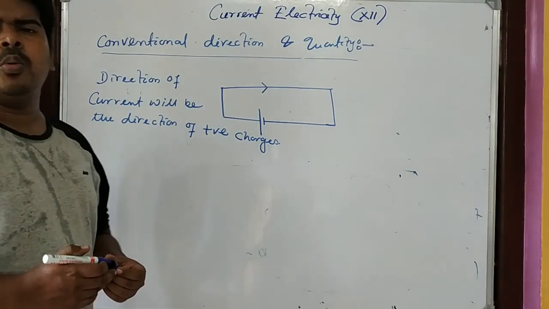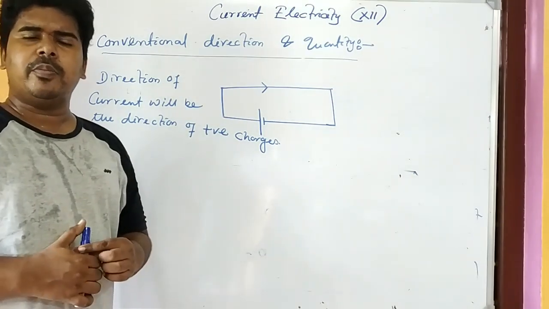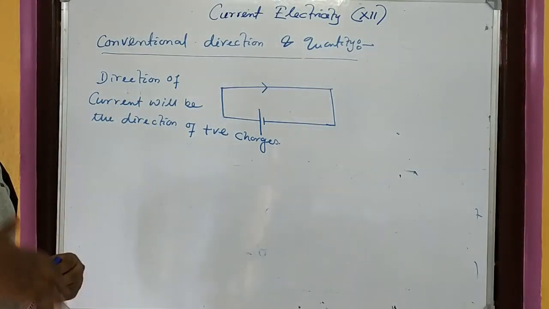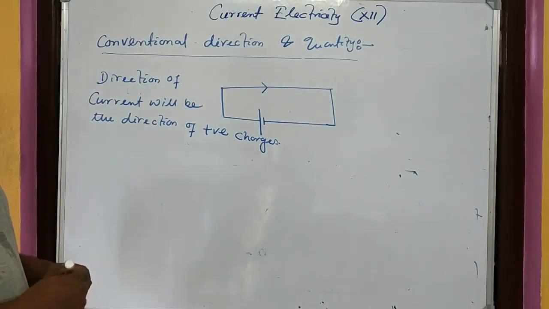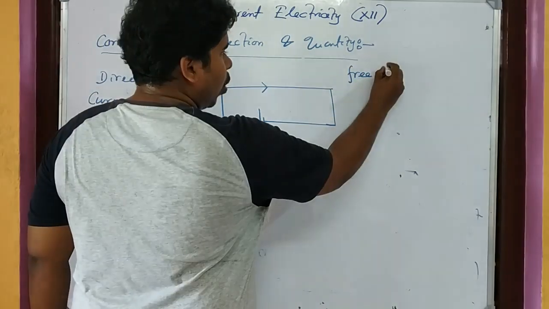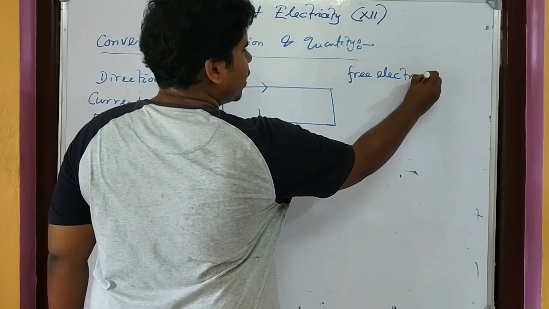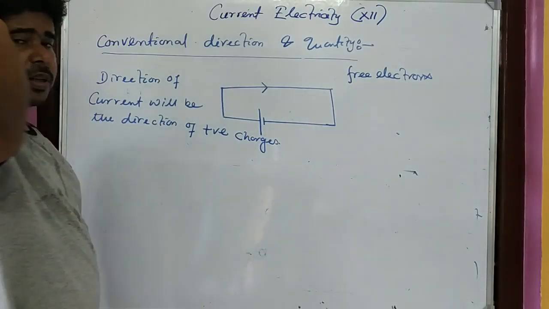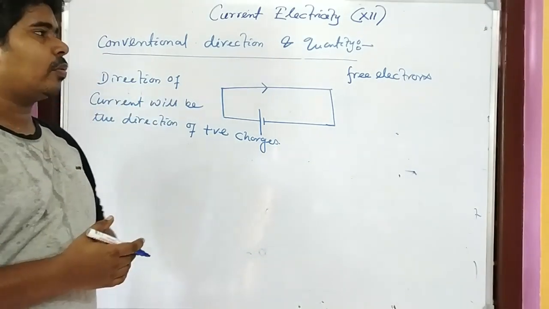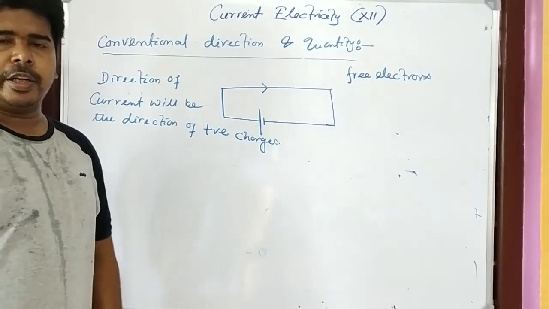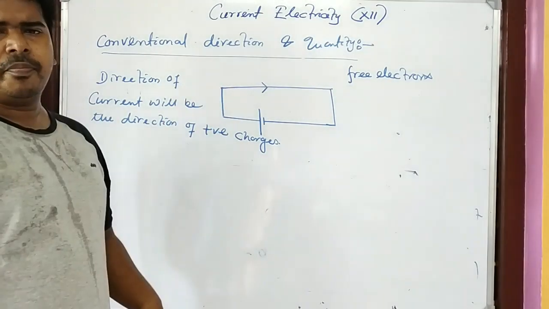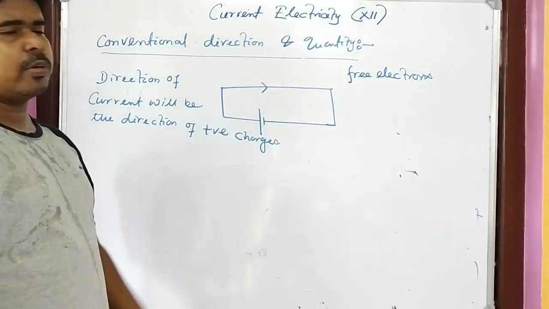But we all know that there are no positive charges in a conductor. What is responsible for taking the current from one portion to another? That is basically free electrons. What are free electrons? That was discussed several times in previous classes, by me and by other teachers also. So I think you all know what free electrons are: the electrons in the last orbit of a conductor. The free electrons are there in the conductor.